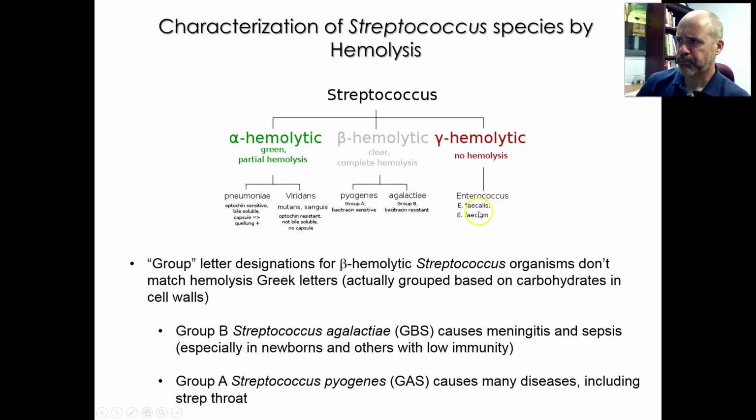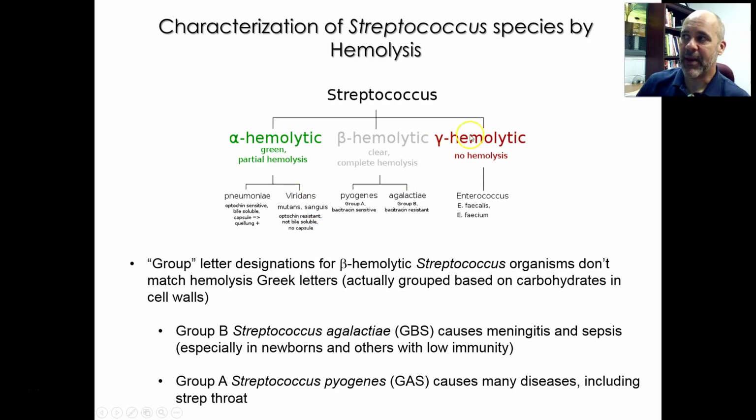And then you have your alpha hemolytic strep, so they both have a green zone on the blood agar plates, and that includes Streptococcus pneumoniae, and then a group known as the viridans Streptococcus, which includes two species, Streptococcus mutans and Streptococcus sanguis.